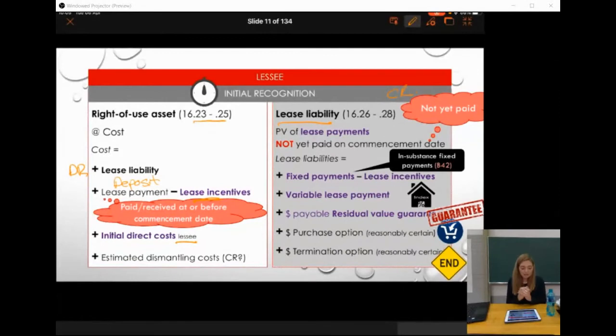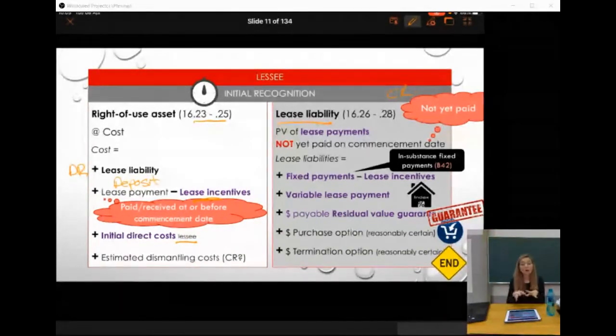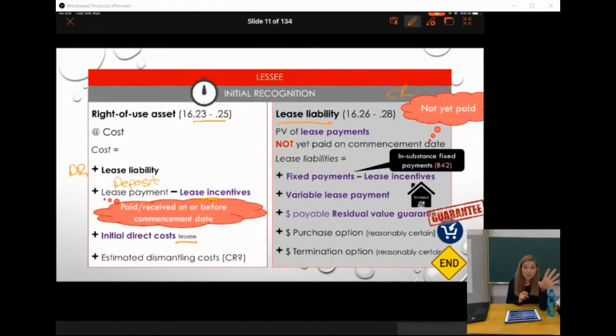And then if there are any dismantling costs, anything like that, we have to include them, normal rules, like an IAS 16 PPE asset. If there are any dismantling costs that we have to pay at the end of our use of this asset, that will form part of the cost of the asset. So there we will credit a provision for dismantling cost, and the debit will form part of my right of use asset. Okay.